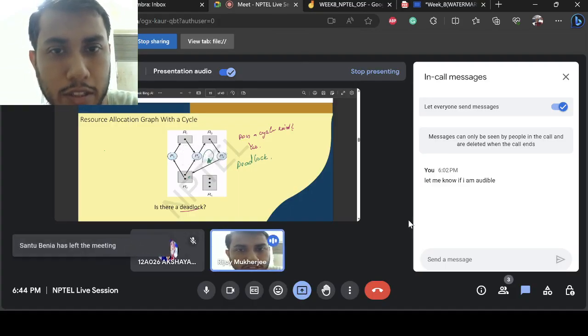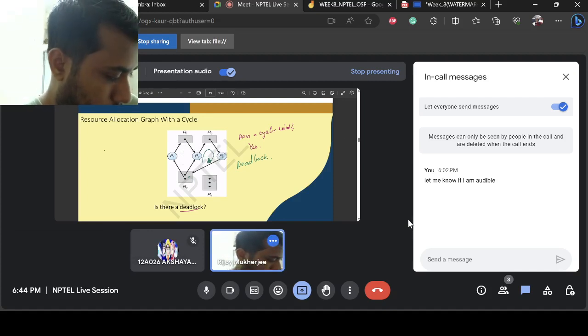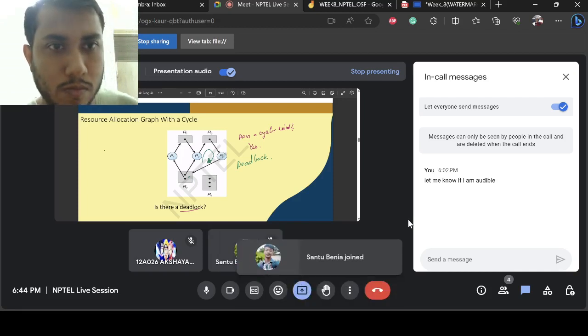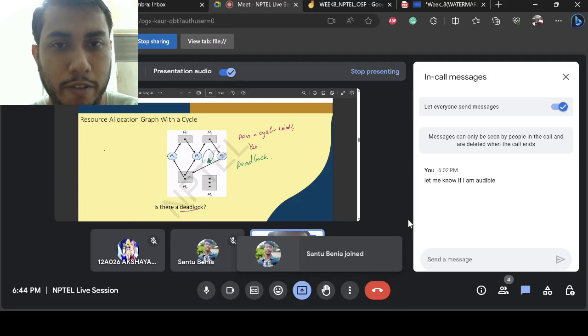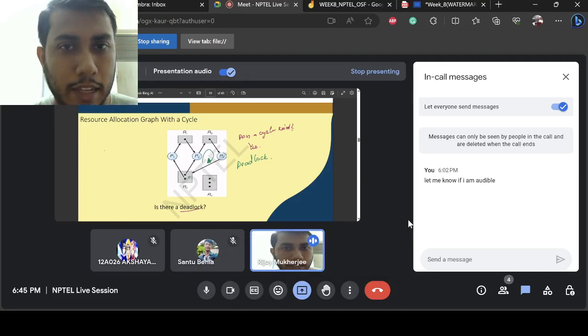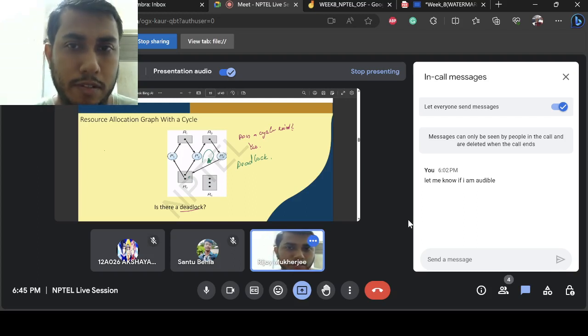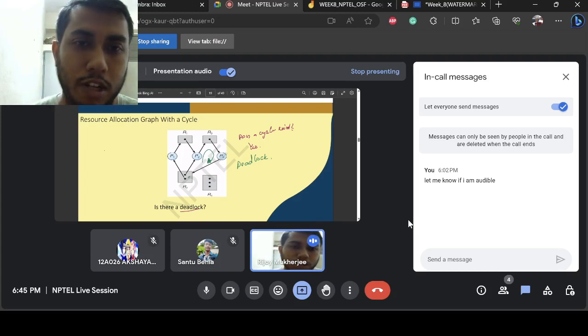Okay, so any doubt regarding this? Any doubt regarding this allocation graph and everything? So here we found a cycle exists, there are multiple resources, and a deadlock is also present. So any doubt regarding this deadlock and resource allocation graph?